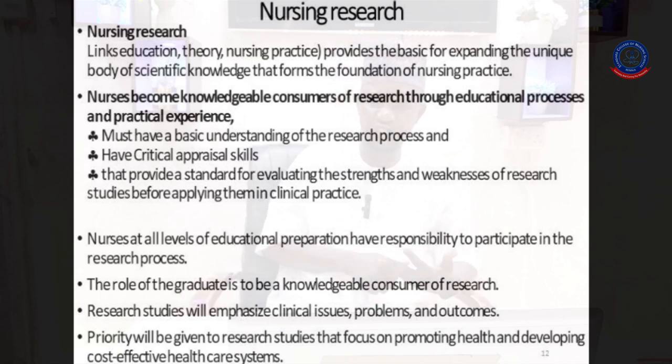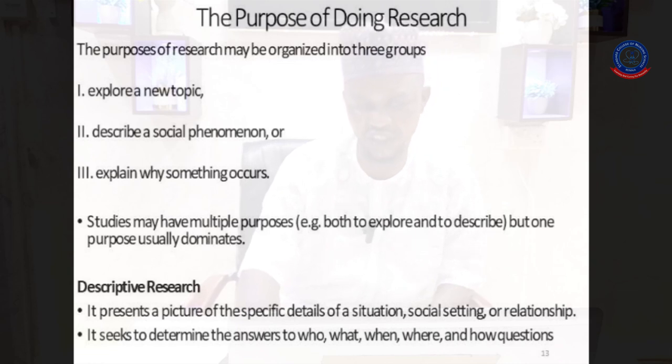You have to prioritize. Priority will be given to research studies that focus on promoting health and developing cost-effective healthcare. No matter how your research tries to solve a problem, if it is not cost-effective, it will be difficult for society to key into it. So you have to look at that factor in developing your research. Then we now go into the purpose of doing research. What are the purposes of doing research? The purpose of research may be organized into three groups. The first one is to explore a new topic.